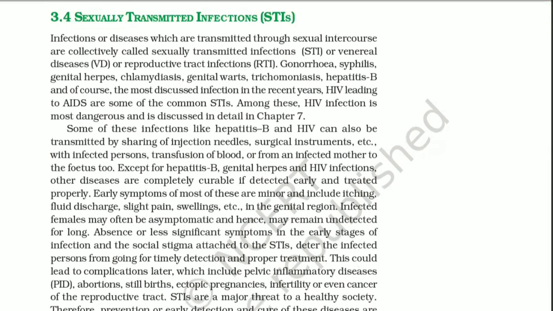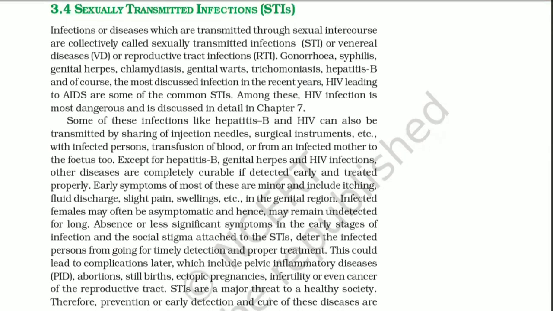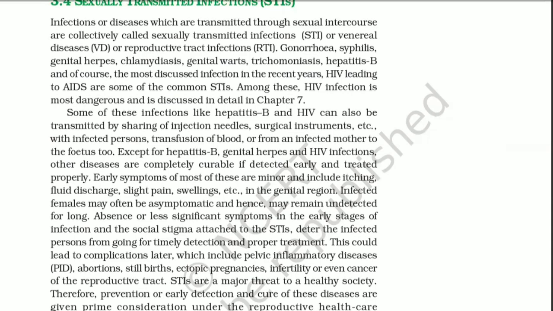3.4 Sexually transmitted infections. Infections or diseases which are transmitted through sexual intercourse are collectively called sexually transmitted infections, or venereal diseases, or reproductive tract infections. Gonorrhea, syphilis, genital herpes, chlamydiasis, genital warts, trichomoniasis, hepatitis B, and of course, the most discussed infection in recent years, HIV, leading to AIDS, are some of the common STIs. Among these, HIV infection is the most dangerous and is discussed in detail in Chapter 7.